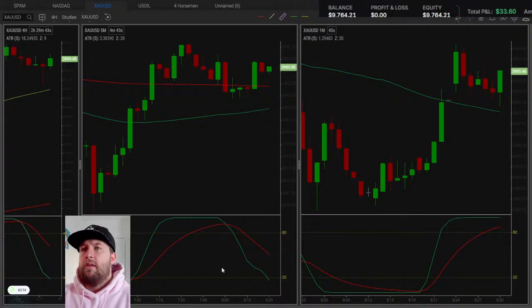So this breaking below the 20 level is very bearish. And looking for our 1 minute chart to follow.